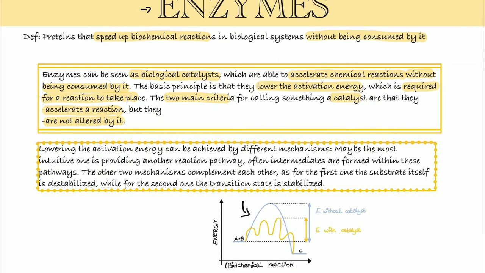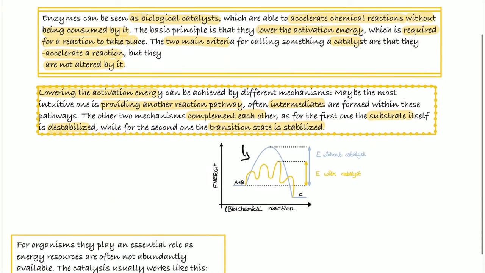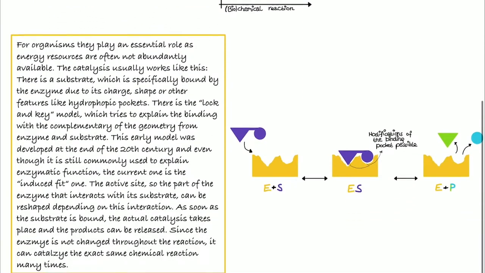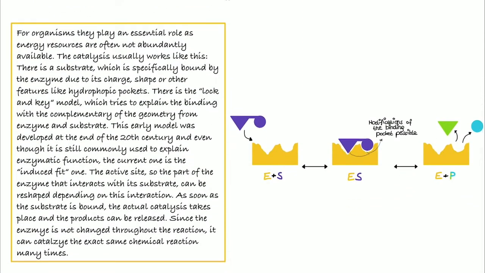So maybe the most intuitive way of lowering the activation energy is via providing another reaction pathway. Here often intermediates are formed. The other two forms of lowering the activation energy is that the substrate itself is destabilized or that the transition state is stabilized. So they kind of complete each other. For organisms, enzymes are essential, as energy resources are often not abundantly available.